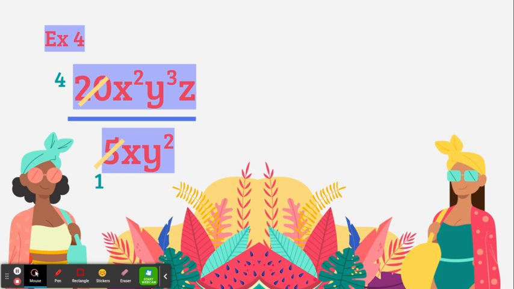Now I can move on to the variables. X, we have x squared in the numerator and x in the denominator. So that is 2 minus 1. 2 minus 1 is equal to 1, so that leaves x to the first power. Looking at the y, I have y cubed in the numerator and y squared. So that's 3 minus 2, which is also equal to 1.